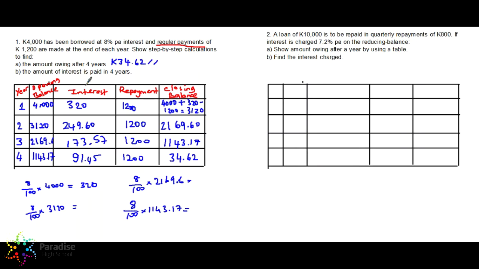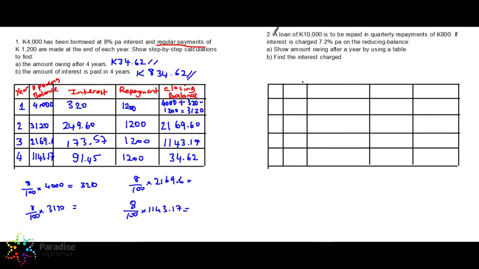The amount of interest paid in 4 years. Then how am I going to find this? Here it's written already. What am I going to do? I will add all these numbers. So let's add 320 plus 249.60 plus 173.57 plus 91.45. So the total will be 834.62 kina. So this is the answer. How do I find the amount of interest paid in 4 years? We add all these numbers here. Let's look at the second question.